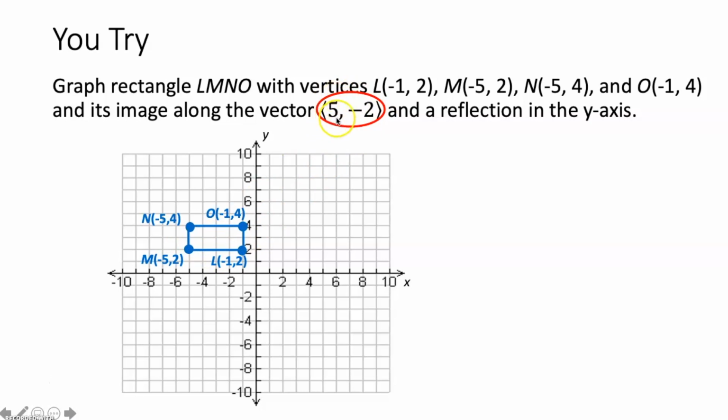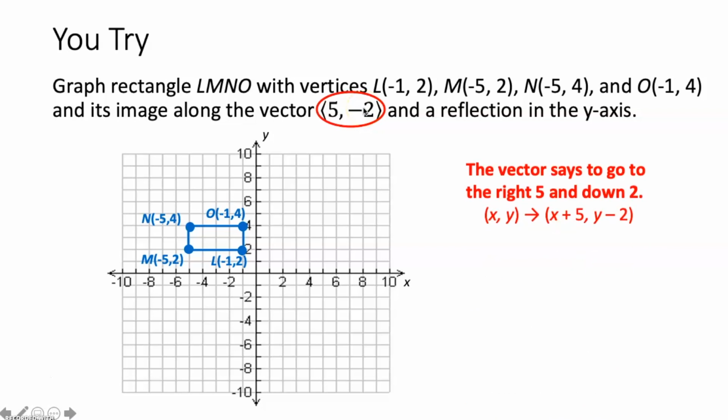Well, again, remember, the first number is telling you how many units to move each point, left or right. Since it's positive, we're going to move to the right, and we're moving right 5 units. So we're going to move each point to the right 5 units. The second number tells you how many units to move the points up or down. So we're going to move each point down 2 units. So we're going to do the right 5 units and down 2 units. Or we're adding 5 to each x coordinate and subtracting 2 from each y coordinate, however you want to look at it. So let's do it.